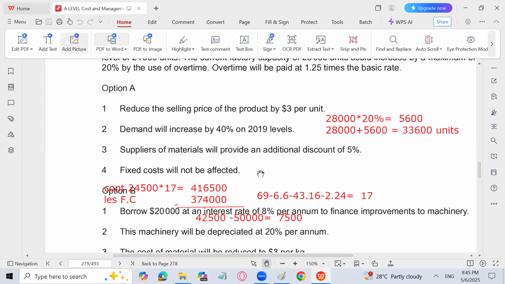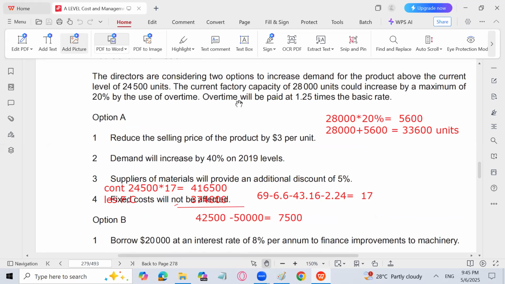Fixed cost will not be affected. That will remain the same. Same is the case with direct labor. Direct labor for the current factory capacity will remain at the same cost, but overtime will be paid at 1.25. Overtime means that after producing 28,000 units, the extra units will be paid at 1.25 times the basic rate of direct labor.